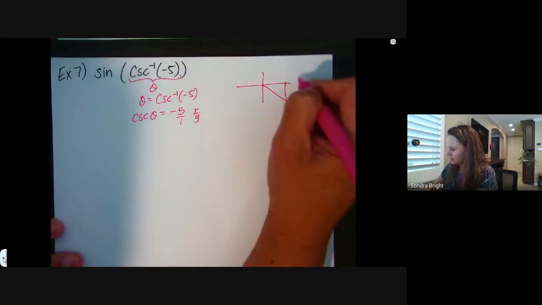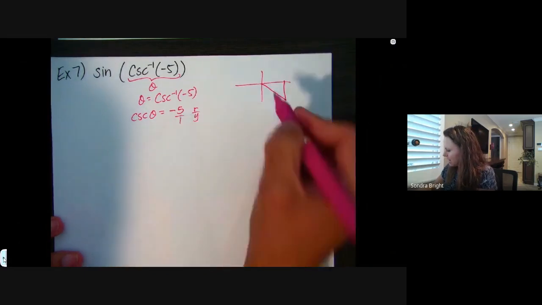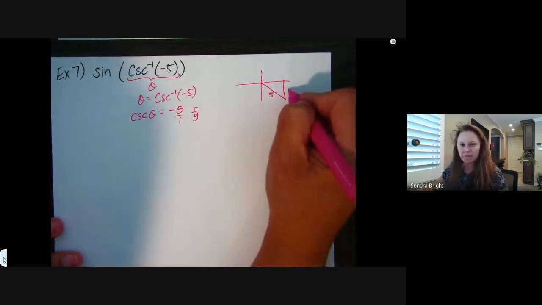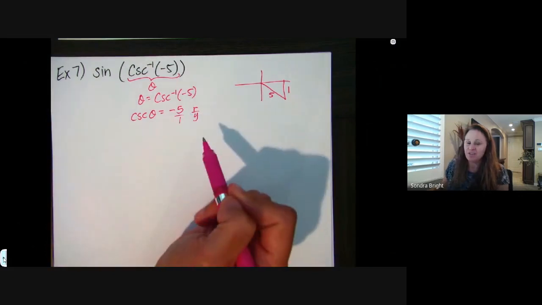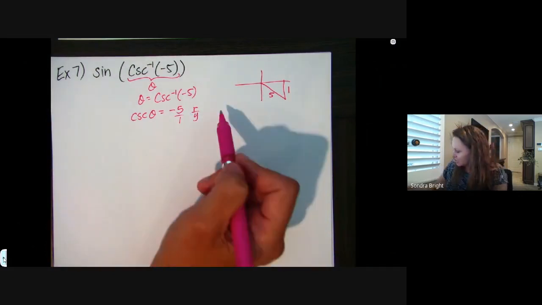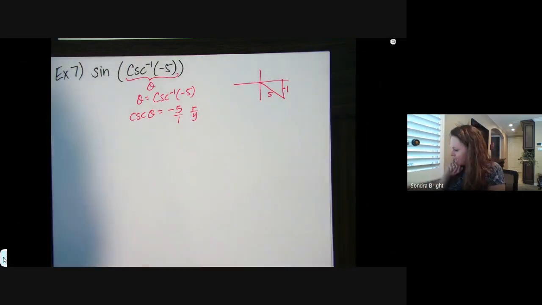If it's negative, you're going to go into the negative direction here. This is r over y, so r is 5 and y is 1, but I got a negative there. Which one do I put it on? Your r is never negative. It's always going to go on the y. Yeah, so that's a -1.